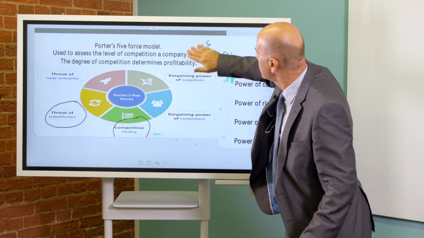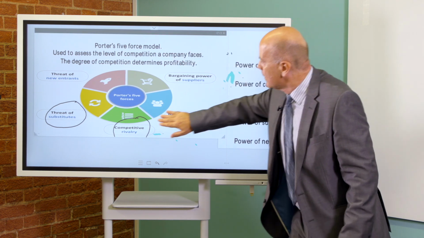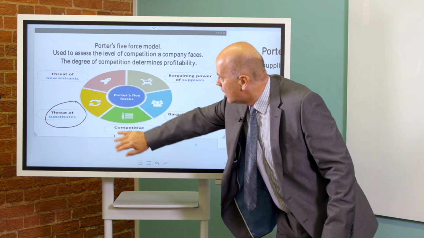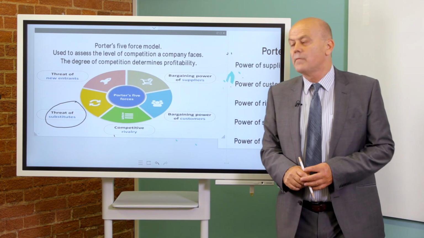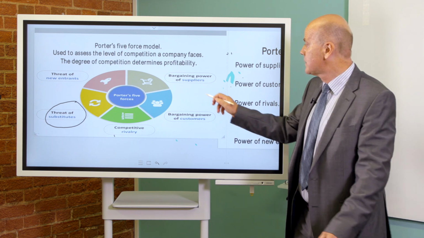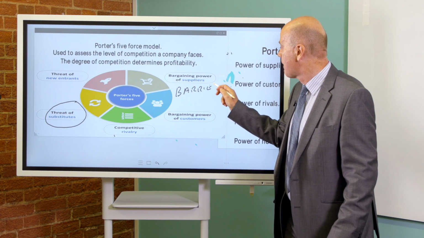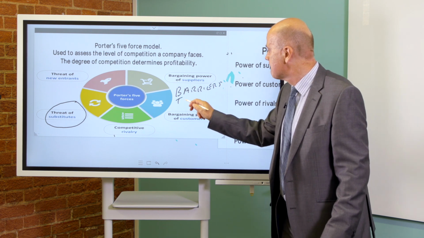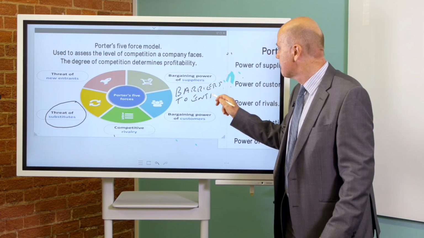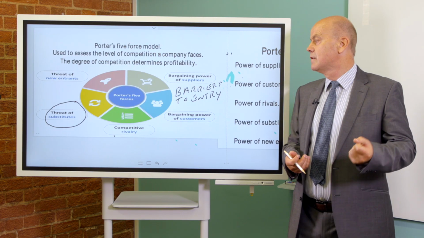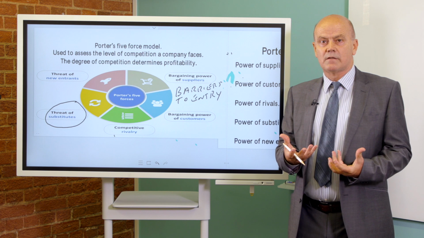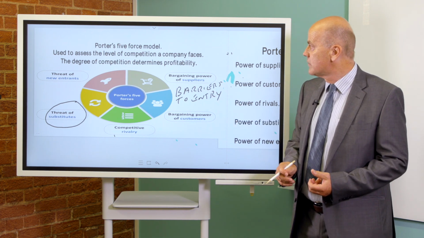Right, let's rub this out a minute and then I can write on this slide. Now, new competition. We need to really think about barriers to entry here. So let's try and write that in. If we have high barriers, we can avoid having new competitors. If we have low barriers, we may have a lot of new competitors. So what are these barriers to entry?